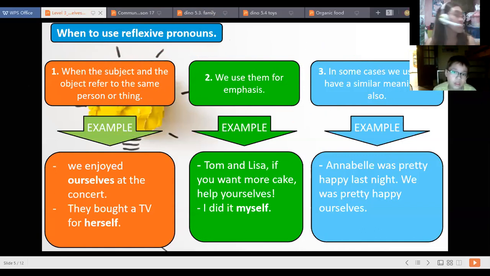Can you read? When to use reflexive pronoun. When the subject and the object refer to the same person or thing. We enjoy ourselves at the concert. They bought a TV for herself. We use them for emphasis. Tom and Lisa, if you want more cake, help yourself. I did it myself.